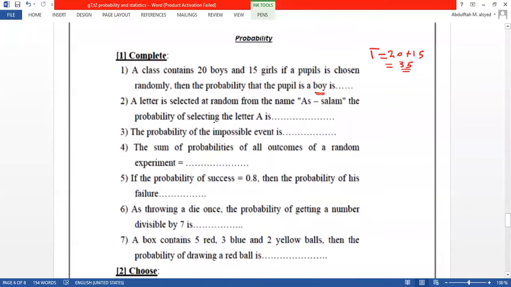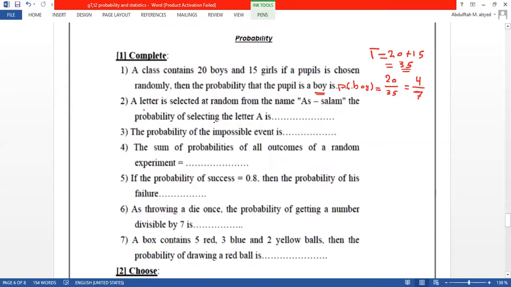Now, the selected one is a boy. So we will divide the number of boys over the total number. So the probability of getting a boy equals the number of boys, which is 20, over 35. Dividing by 5, 4 over 7. Okay, this is the probability of getting a boy.